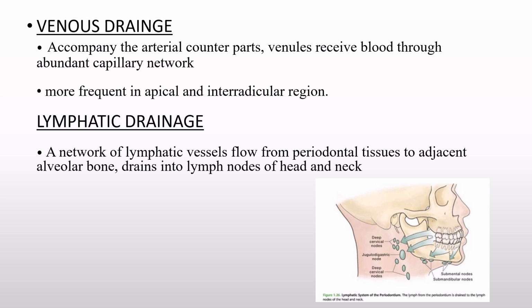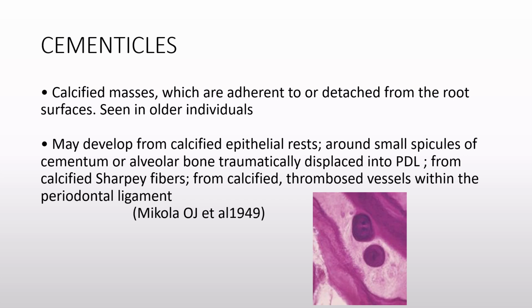The lymphatic drainage of the periodontal ligament passes from the periodontal tissues to the adjacent alveolar bone, and they are drained into the lymph nodes of the head and neck region. Coming to the cementicles, which are calcified masses which are adherent or may be detached from the root surfaces and can be more seen in older individuals.